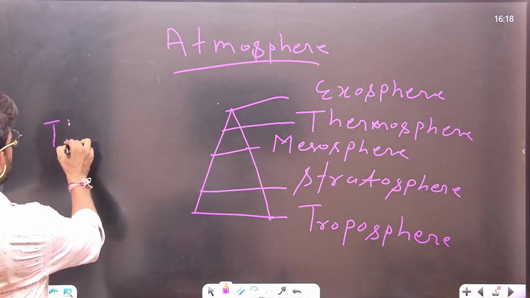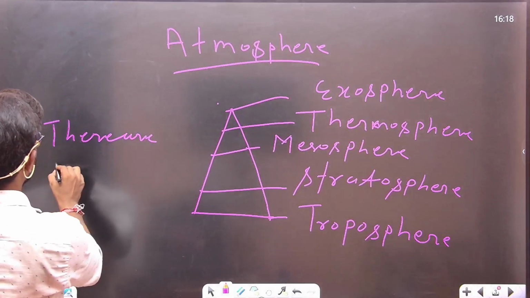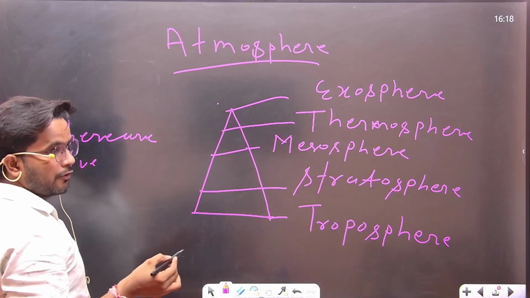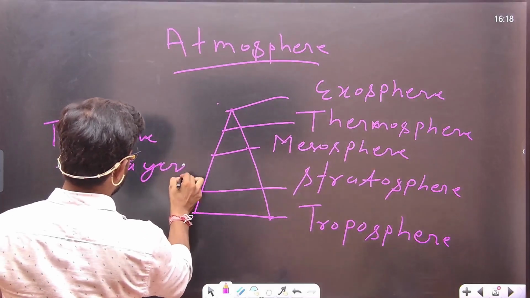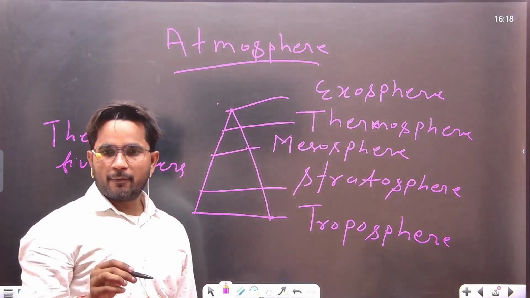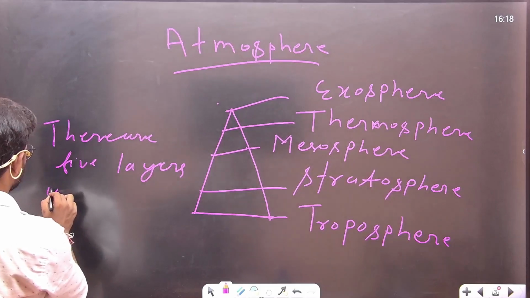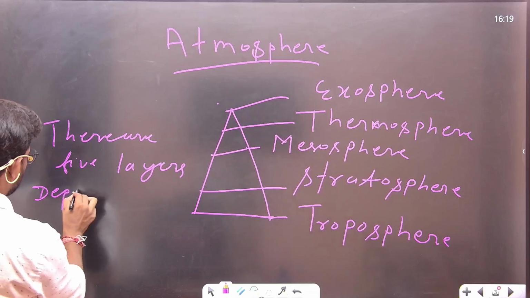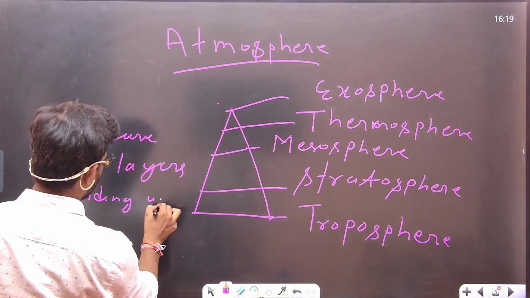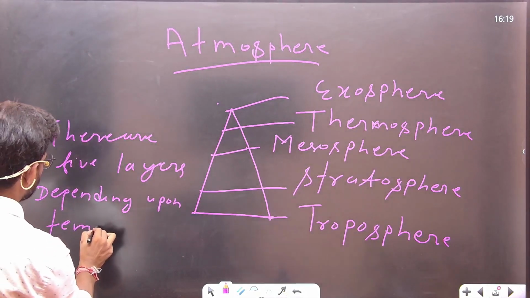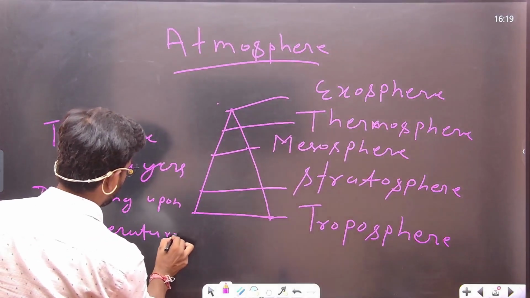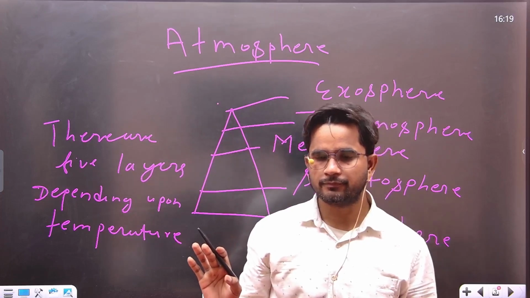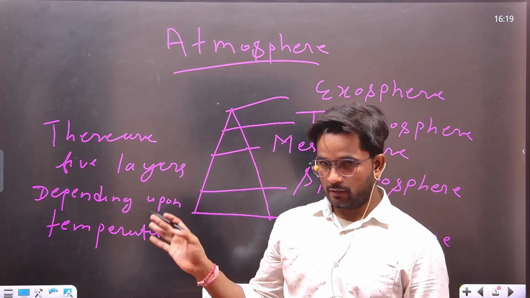So there are 5 layers, depending upon temperature. Understand point? Have any problem?